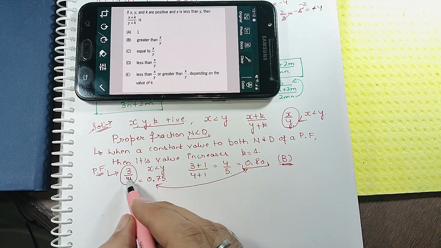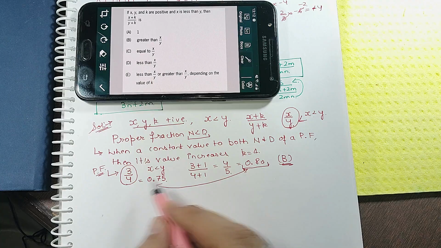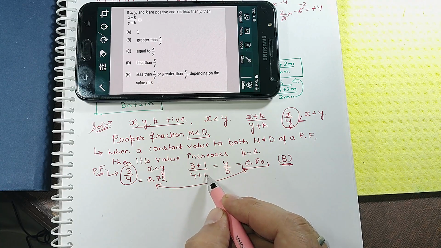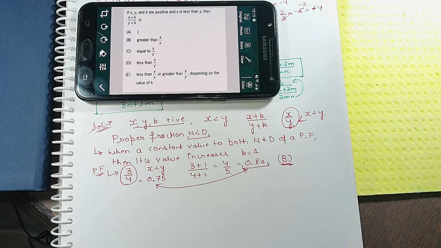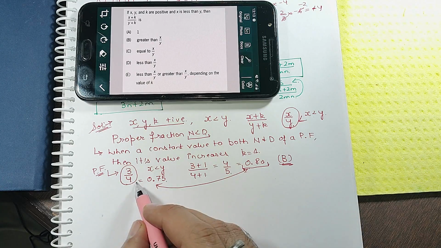You can put some other values into this, add some value of k, and try to find out what ratios you are getting and do the comparisons.